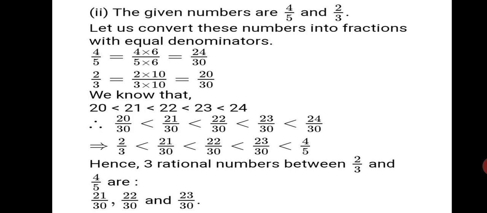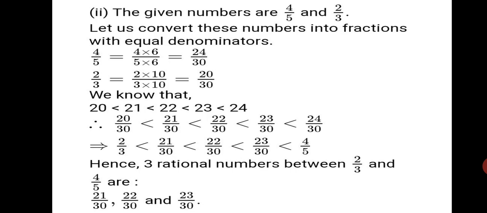So compare, 20 is less than 21, then 22, 23 and 24. We have compared. So therefore 20 upon 30 is less than 21 upon 30, less than 22 upon 30, less than 23 upon 30 and less than 24 upon 30. So this way we have got 3 fractions between 20 upon 30 and 24 upon 30.